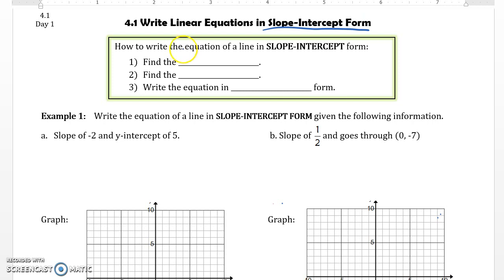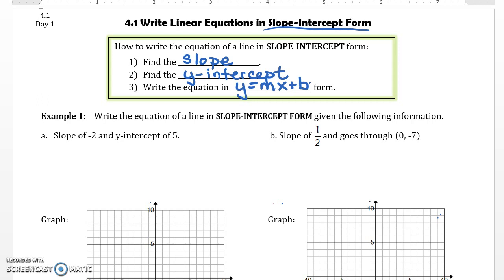In order to do that, let's think about what we need to find. We're going to need to find the slope. We will need to find the y-intercept. And then we have the parts we need in order to write an equation in our slope-intercept form, which is known as y equals mx plus b. All right, so let's get to it.